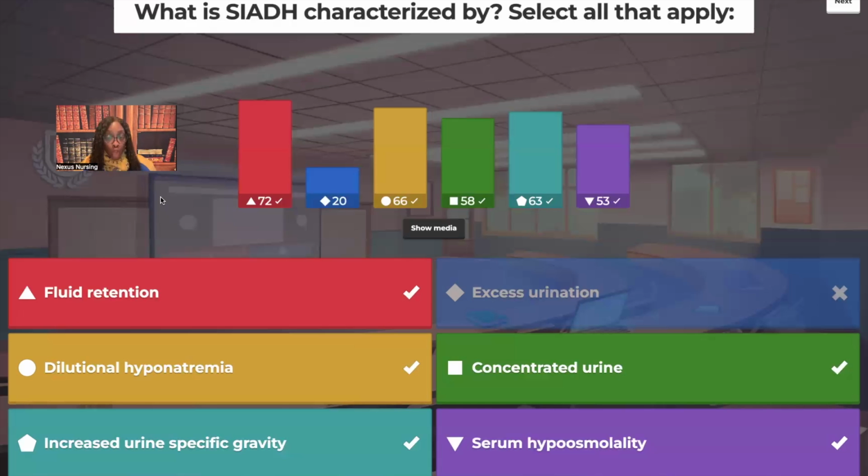Serum hypoosmolality. True. Serum, we're talking about the blood. Hypo, a little bit of osmolality, the solutes. There's a little bit of solutes in the blood. Why is there only a little bit? Because it's all in the urine. That's why the urine specific gravity is high. All those solutes left the blood and went where? To the urine.